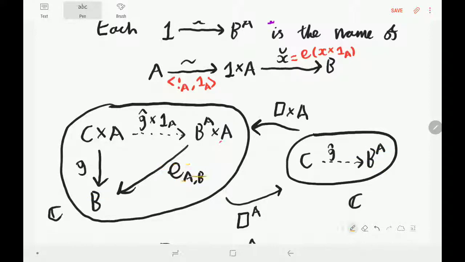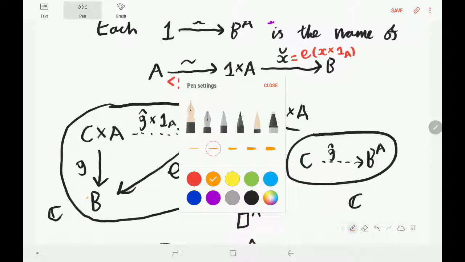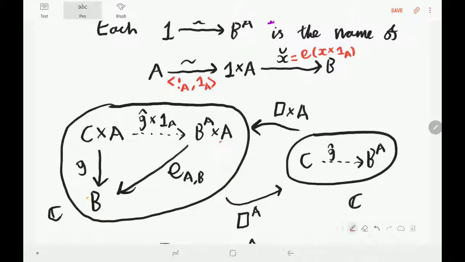And also it defines this evaluation arrow E here, which goes from B to the power of A times A to B. This is really the arrow involved in this terminal morphism. Okay. So that's fine, but we kind of knew all that already because we already absorbed the definition of an exponential object. But what we really want to know now is, okay, if this is a functor, how does it operate on arrows?